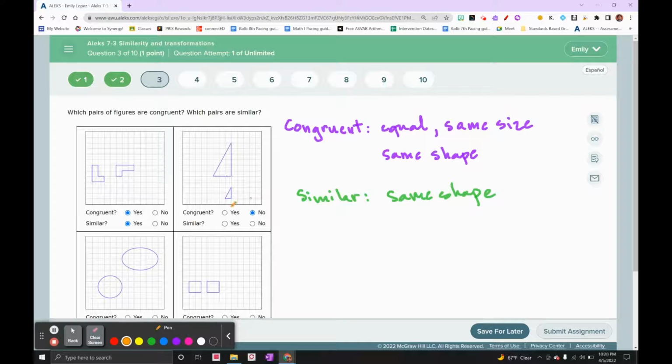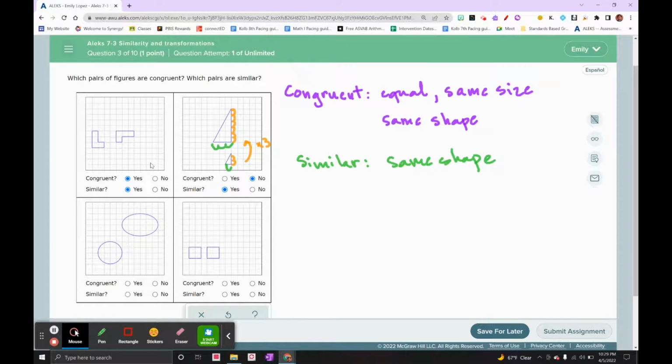Are they similar? So the ratio is 1, 2. 1, 2, 3, 4, 5, 6. So it's increasing by 3. The base of the triangle increasing by 1. So the base of the small triangle is 1 box. So times 3, that will give you 3 boxes. So they follow the same ratio. So yes, they're similar. The second one, are they congruent?